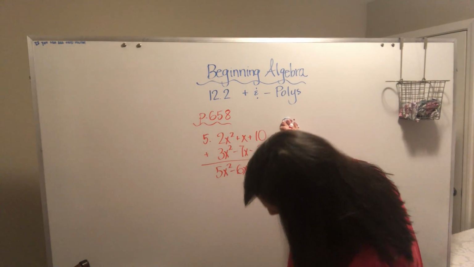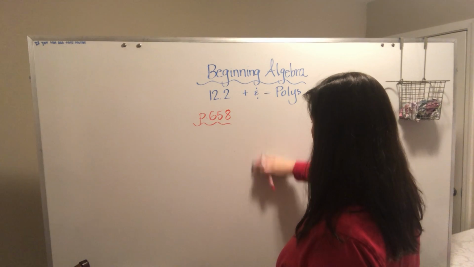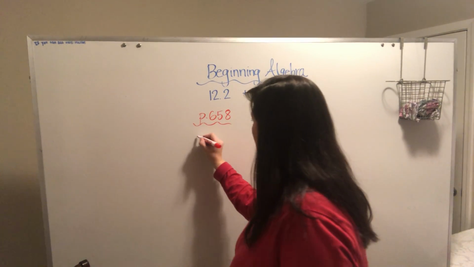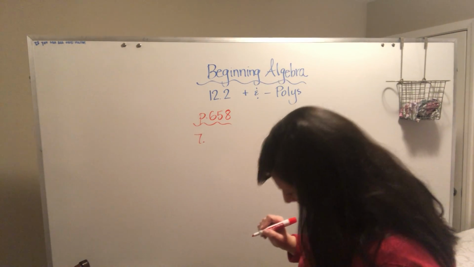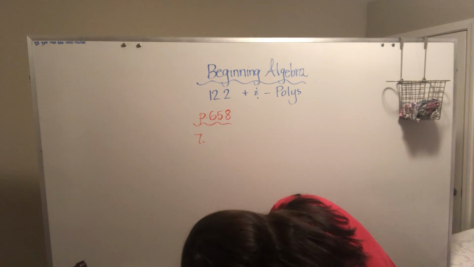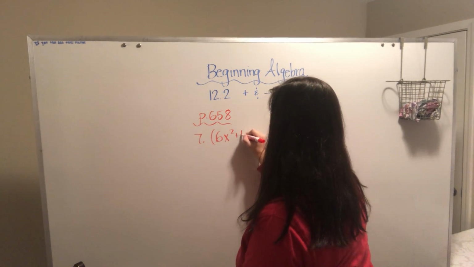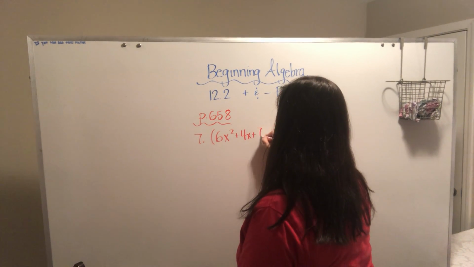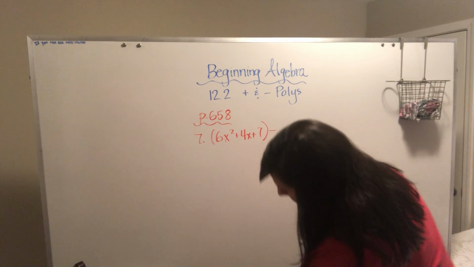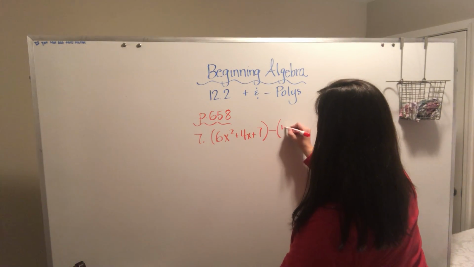Let's look at subtracting. That's where it gets a little dicey. I'm going to look at number 7 with you. And we're going to head and look at the horizontal method. 6x squared plus 4x plus 7. And you'll notice now there's a minus sign. 5x squared plus x minus 9.